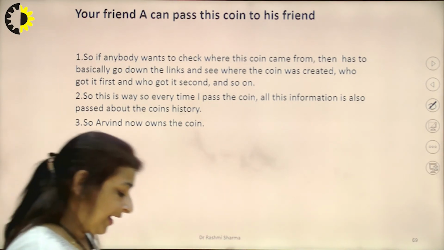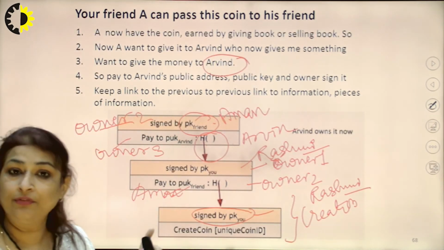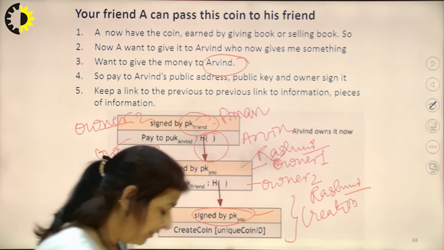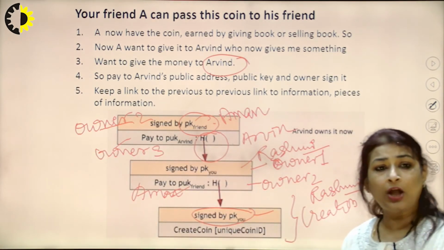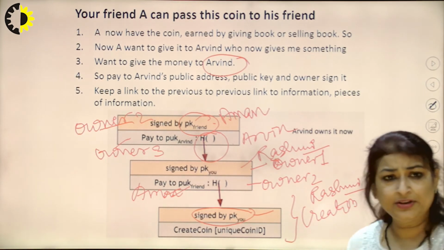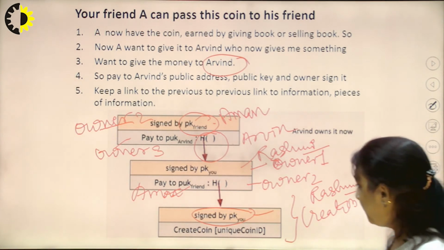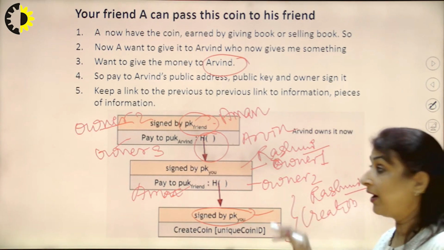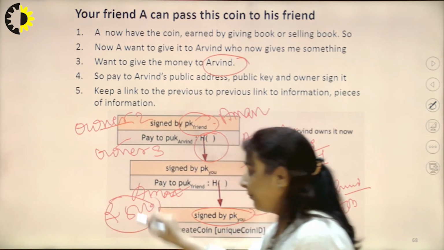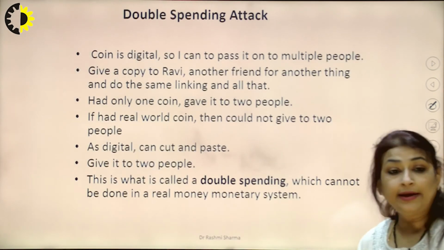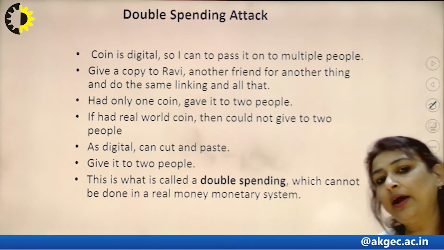See, in this final statement, the owner was the third person, that was Arvind. Now assume I have something going on in my mind, and now I tell you that I have created this particular coin. I was the owner, and I want to spend this particular coin. We have created this for rupees 500. Okay. Now using the same coin ID, if I want to give this particular coin to some other person also.